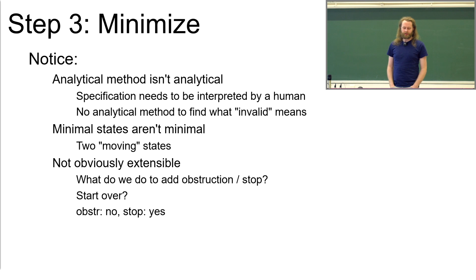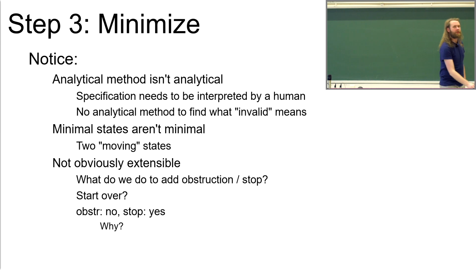And the question is, why is that the case? And is there any way to know which one of these will be the case before you start? And the answer to that is no, there's no way to actually know this. There's no analytical tool that can tell you, okay, we added a new feature, do we need to redesign our state machine from scratch?